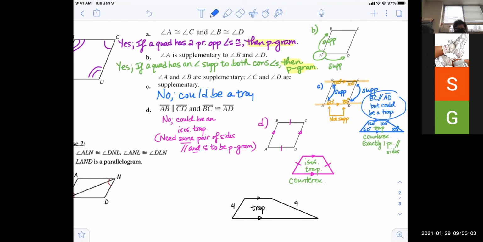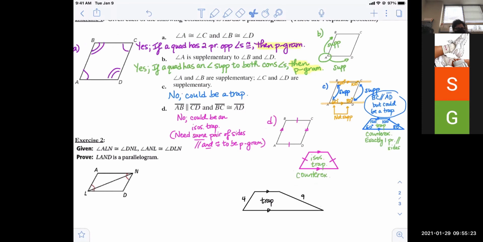A lot of times with these counterexamples, they're going to be trapezoids or kites. We haven't talked much about kites, so they're not used a lot, but trapezoids will provide nice counterexamples a lot of times. Okay, questions on any of those four?